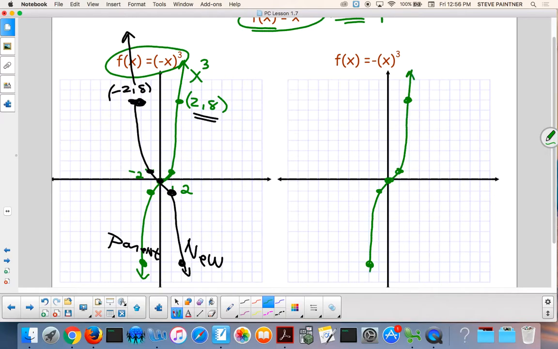Okay, there you go. This is x cubed, right? Now we'll do the new function. Now we're reflecting over what? The x-axis. So where does this point go? 2 to negative 8, right? It's the same thing as the last one. This one is here. 0, 0 doesn't change. This one up here. This one way up here.